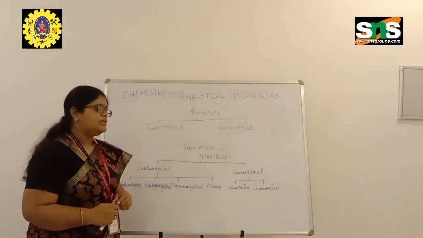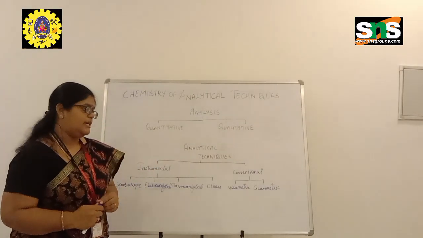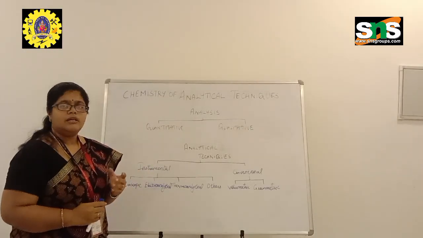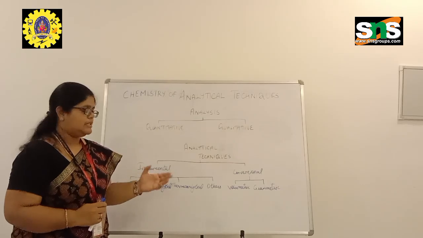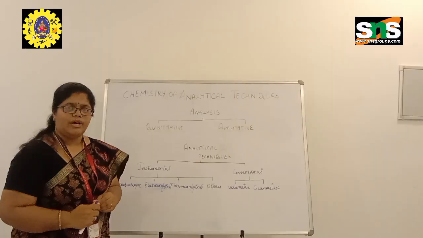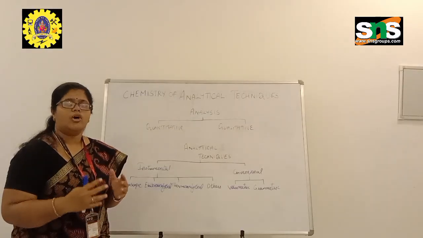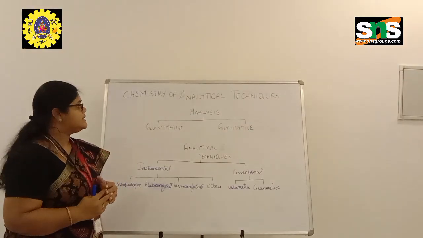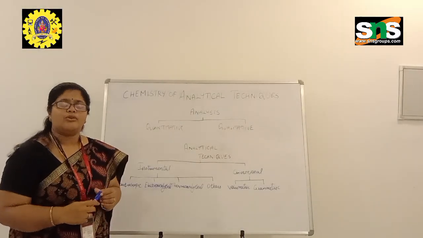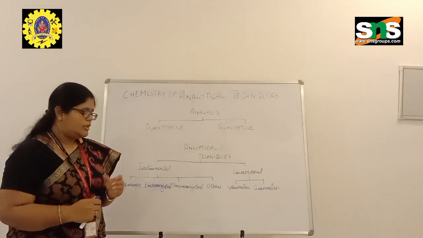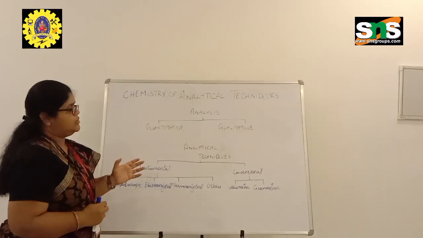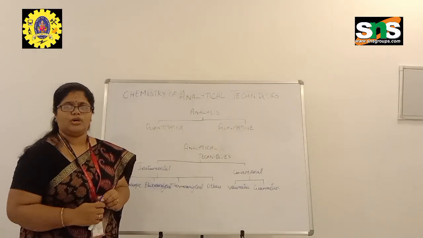And next is the conventional method. What do we do? Volumetric analysis, which is very familiar, where we find the amount of the substance present, and using the gravimetric method, we find the substance. So on the whole, analytical techniques are the scientific separation, identification, and qualitative and quantitative analysis of a particular compound in a mixture. That tells you about analytical techniques as a whole.